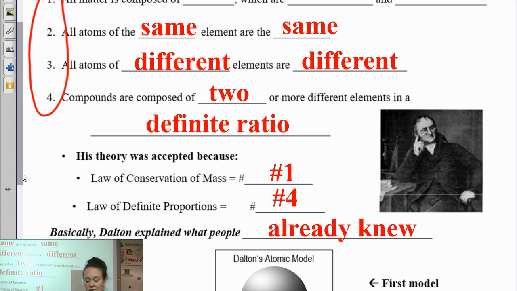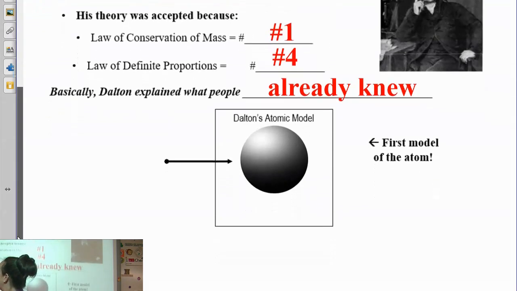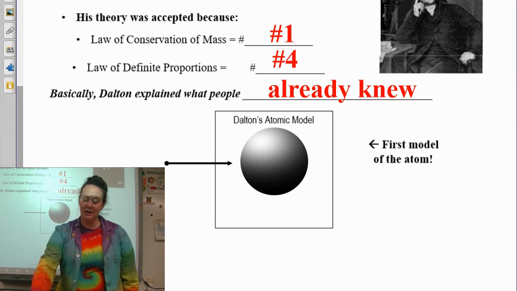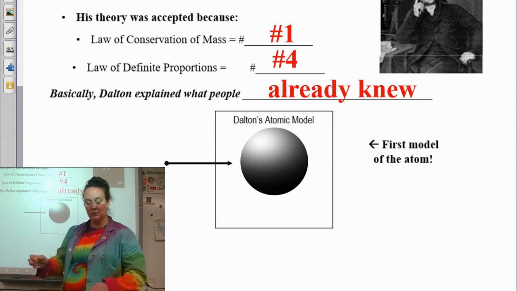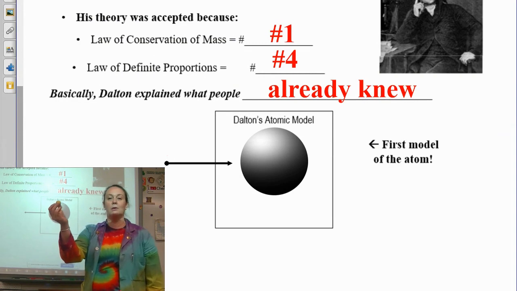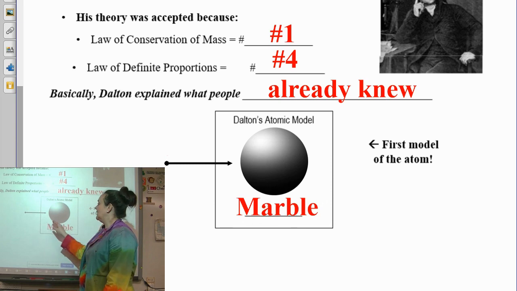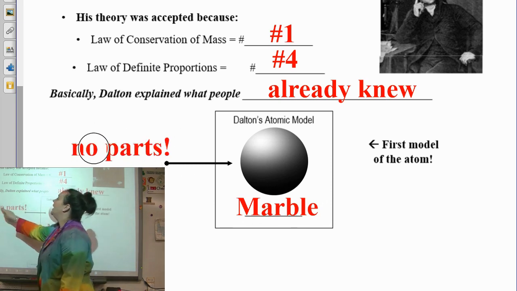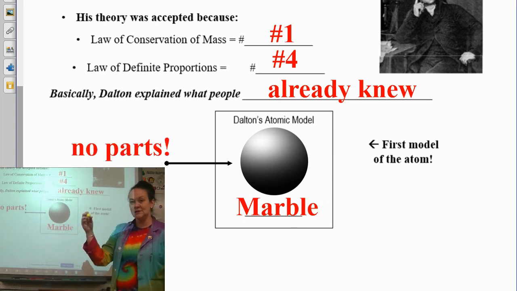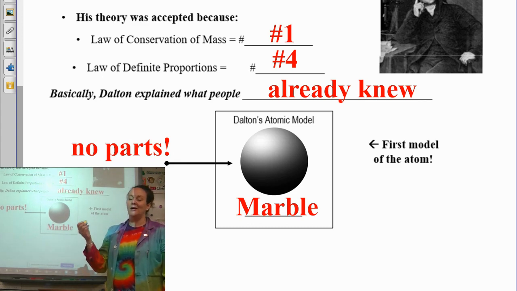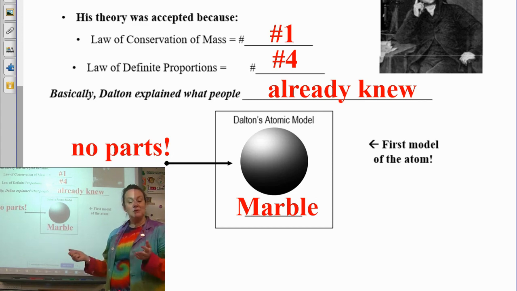So everybody said, hey, Dalton, what do you think these atoms look like? I mean, what must they be? And obviously they didn't have electron scanning microscopes at the time, so he had to come up with the best that he could. And he said, well, an atom must look like a marble, okay? And so his idea, the first kind of idea of the atom, had no pieces or parts. It was simply a marble, okay? Obviously, we know that's different now because we know about protons, neutrons, and electrons.